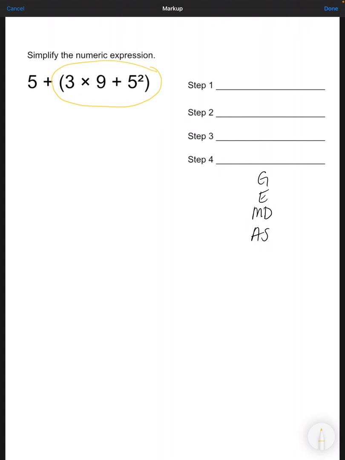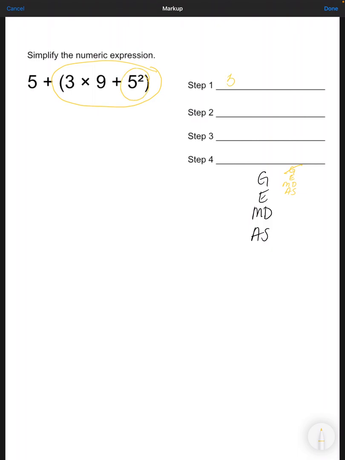So within this grouping, I'm going to go through and solve order of operations as if this weren't a grouping. So I'm looking at this, and within this order of operations, I am looking for any other groupings, any exponents, any multiplication or division, and any addition and subtraction. I notice that within this grouping, there aren't any more groupings. Within this grouping, there is an exponent. So it is 5 squared that I must begin with.